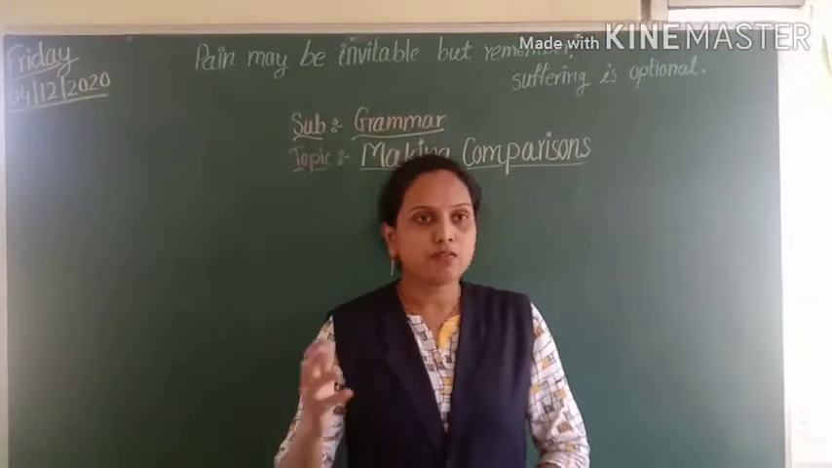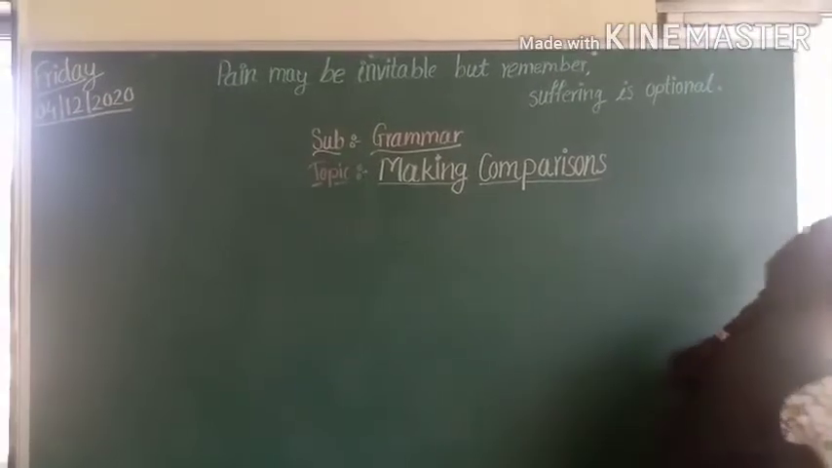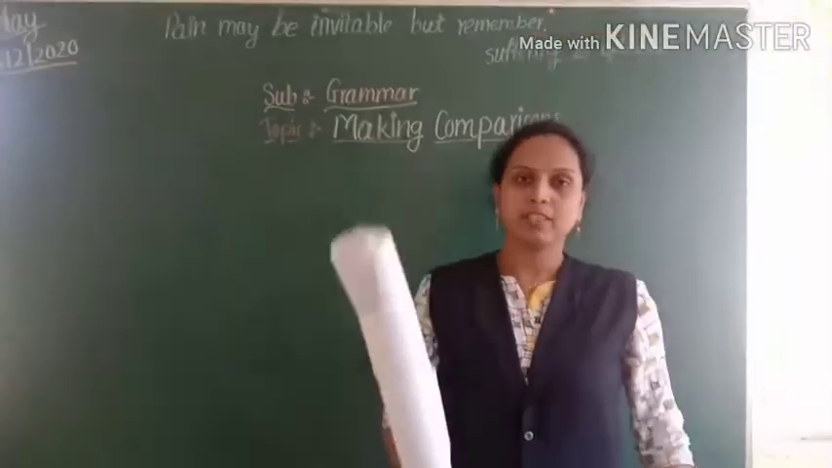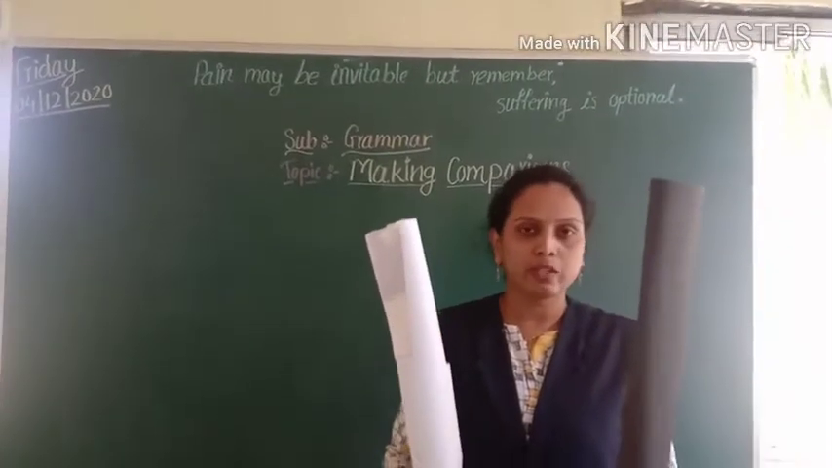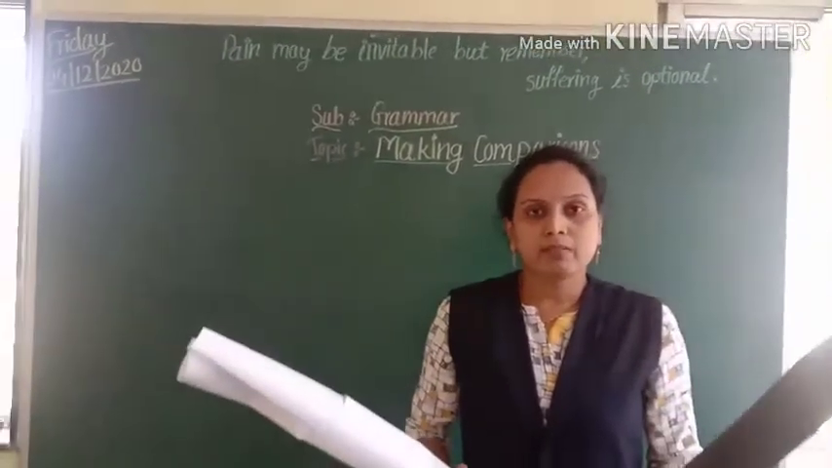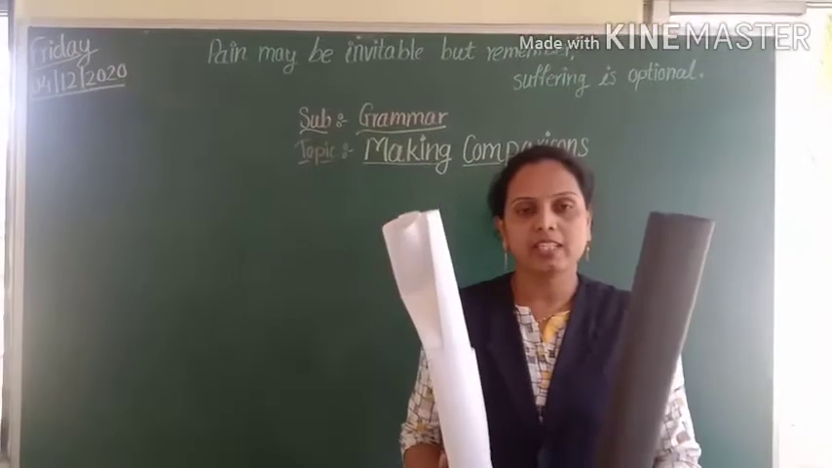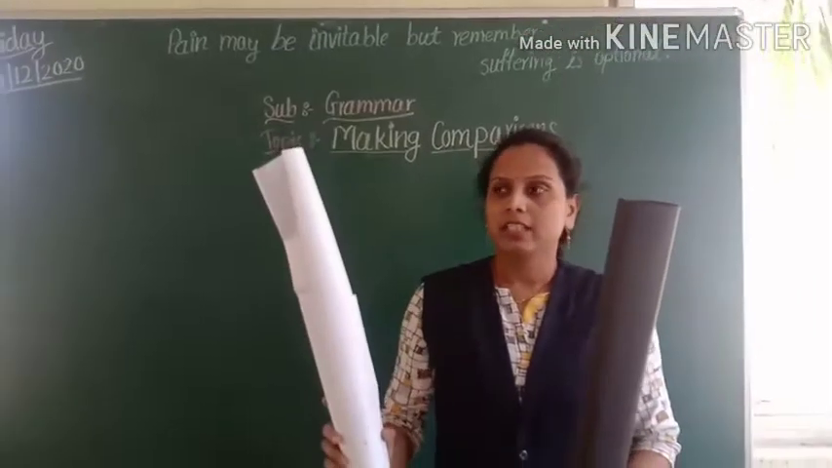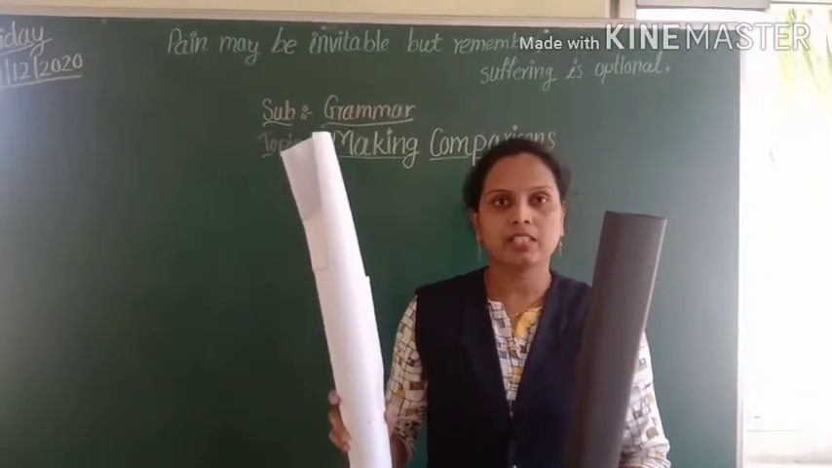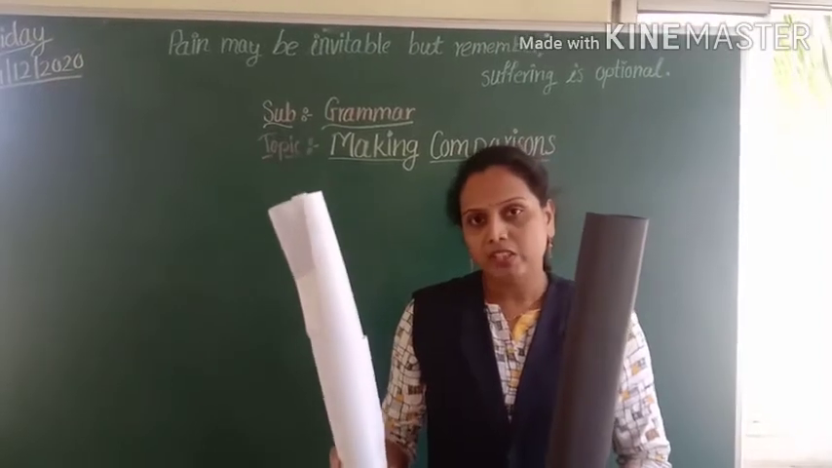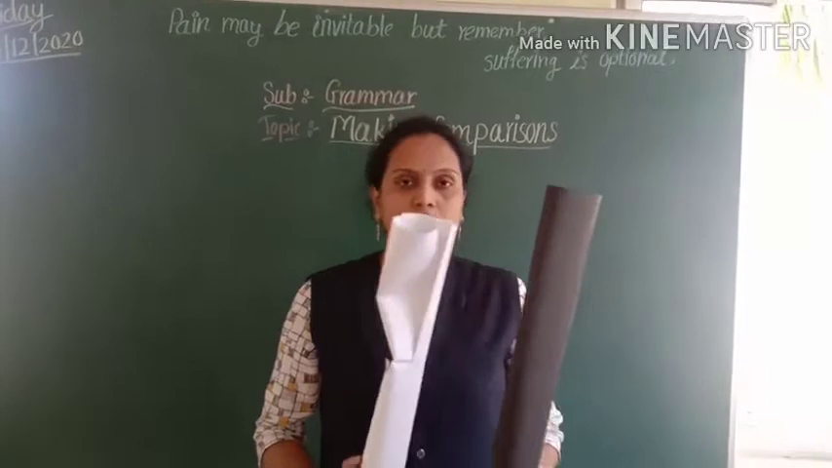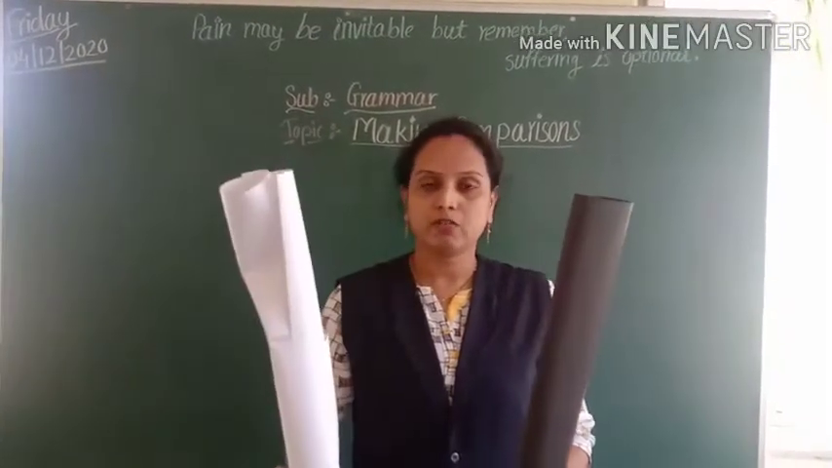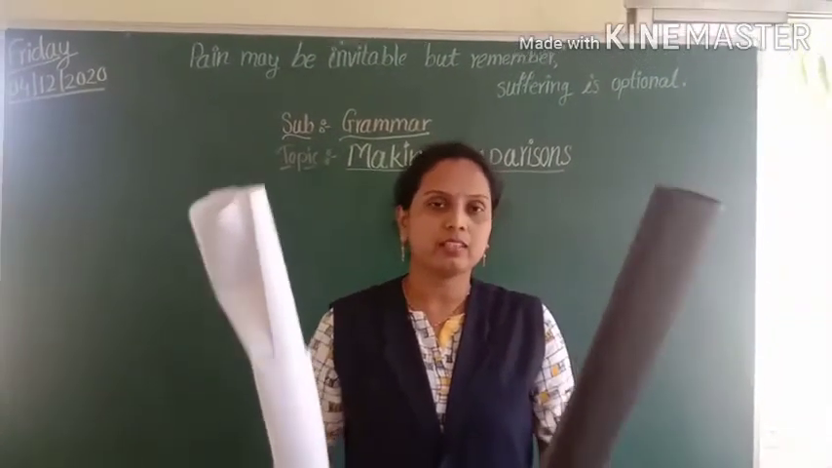Okay. See, for example, I have two papers. This is white paper, this is black paper. What is meant by comparison? When I say this paper is white color paper and this is black color paper. This is white, this is black.